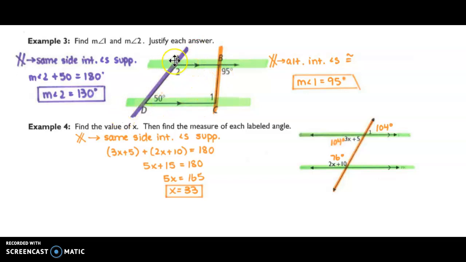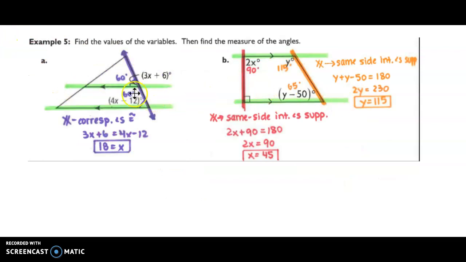And so here, this side AD acts as the transversal. Notice we extended it with a purple ink. And so therefore angle 2 and angle 5, same side interior, remember, are supplementary. So they add up to 180. Okay. Same thing over here. We have 3x plus 5 plus 2x plus 10. Because these are same side interior, they're going to equal 180 degrees, right? Right there.